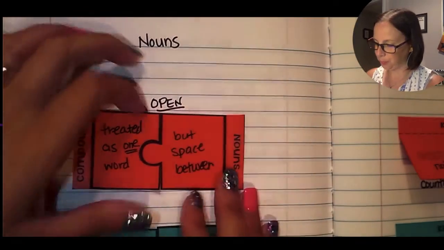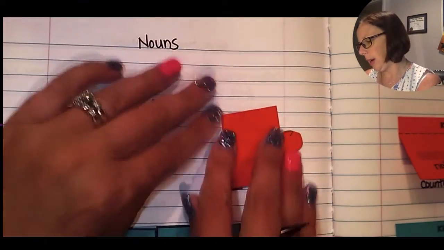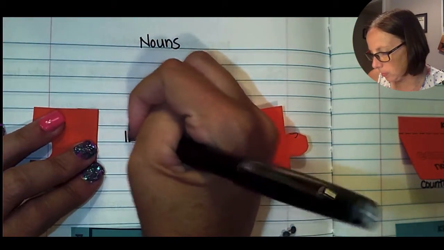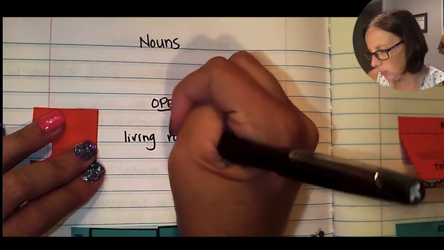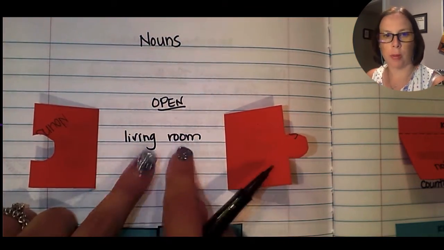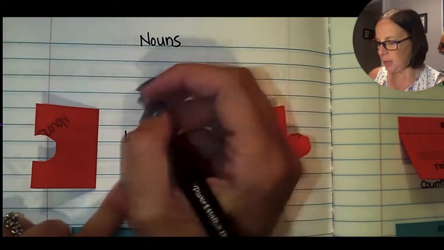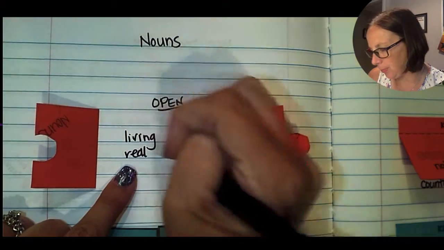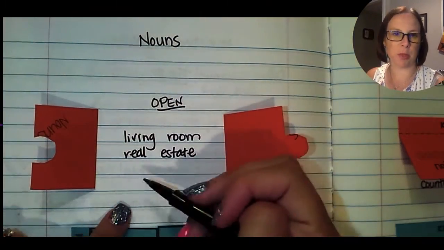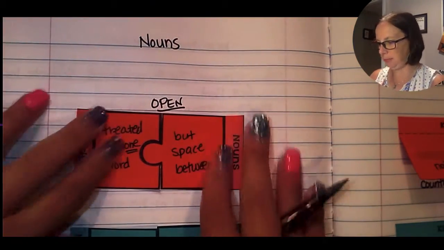Okay, so here are some examples. When we talk about a living room, a living room is one room. We look at this as one word, but they're 2 different words, but we look at it as one thing. Same with real estate. It's a compound word with a space between it. So that's the first kind of compound noun.